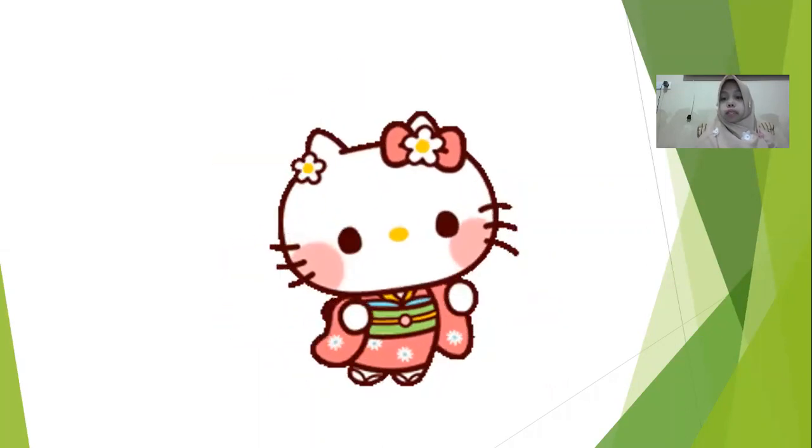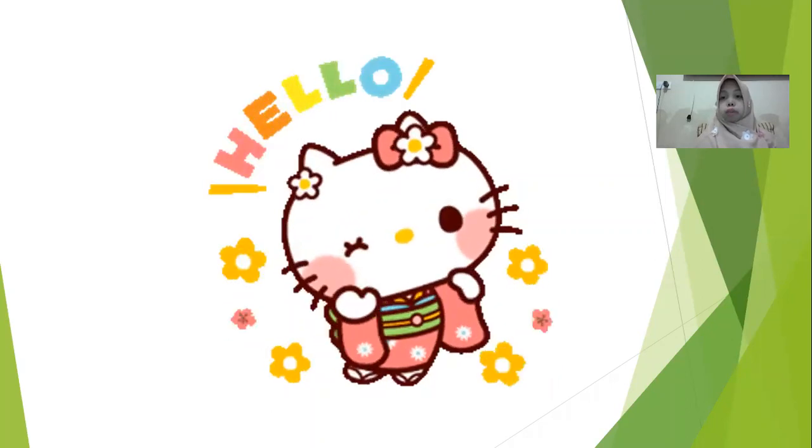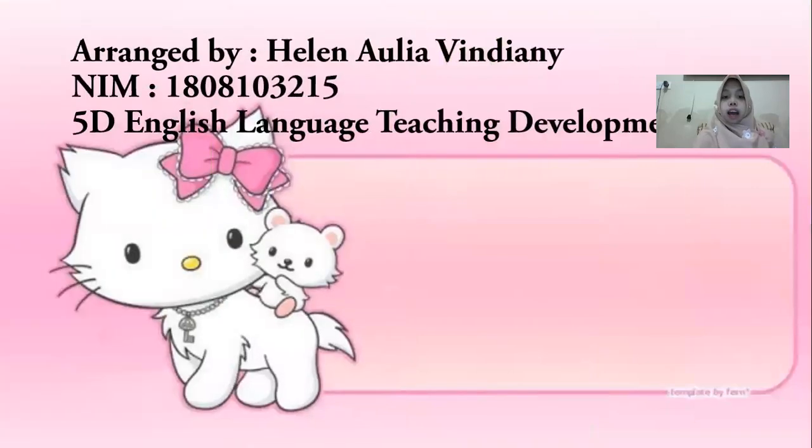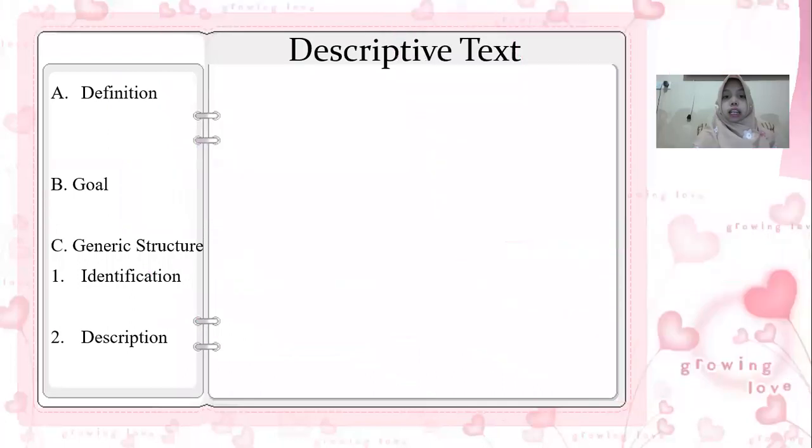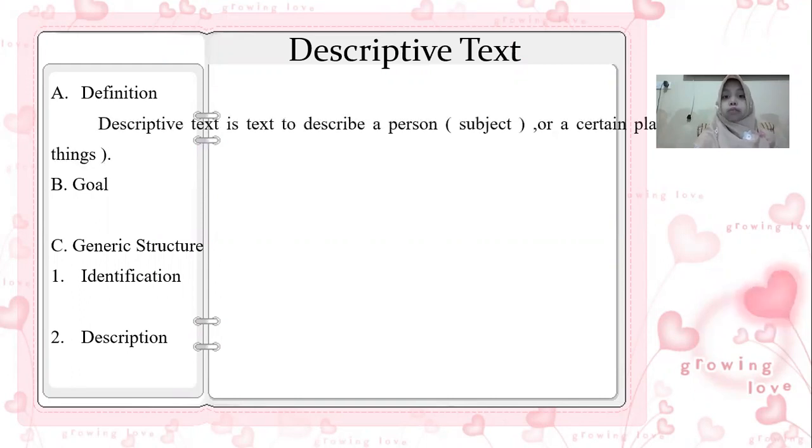Today I will present material on the topic of descriptive text and procedure text, skills, writing, and grade for junior high school. Next, the first material is descriptive text. Does anyone know what is the descriptive text? Descriptive text is text to describe a person or subject or a certain place or object or things.